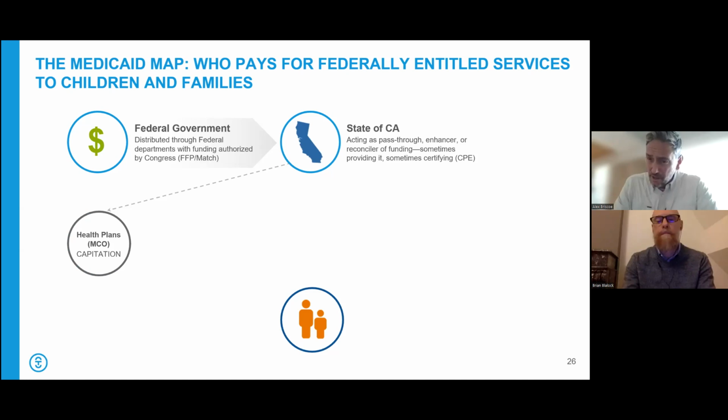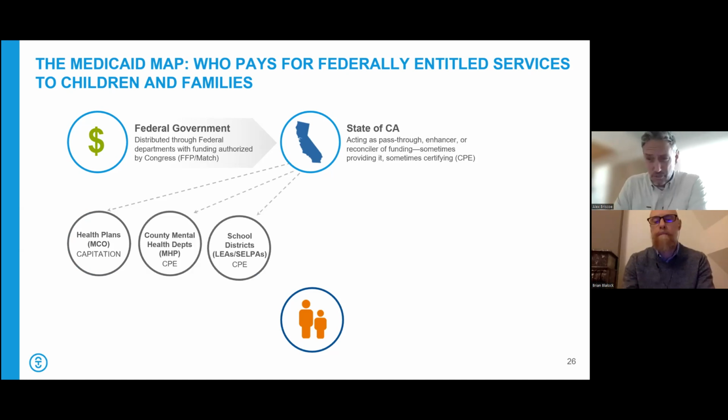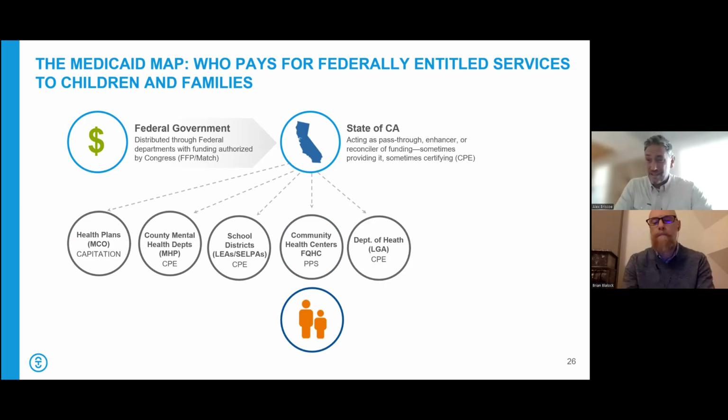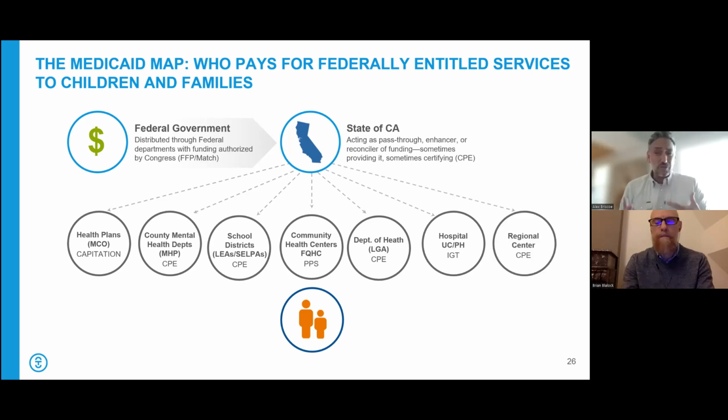But there's also the county mental health departments. There's also the school districts who can bill directly. There's also community health centers who get an enhanced rate for services they provide to Medi-Cal beneficiaries. There's also public health departments that can claim case management and administrative activities. There's public hospitals who have their own claiming mechanism. And there's the regional center, which is a 1915(i) and 1915(c) waiver program itself.